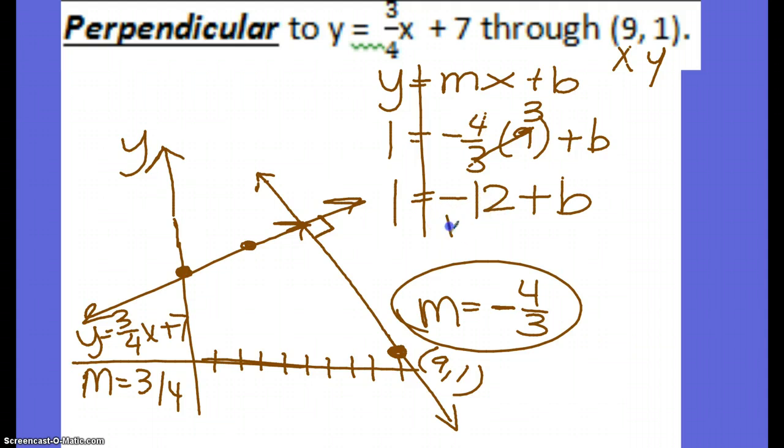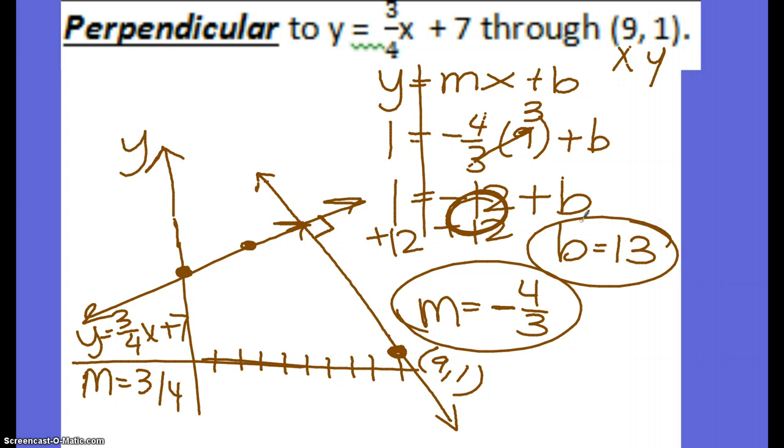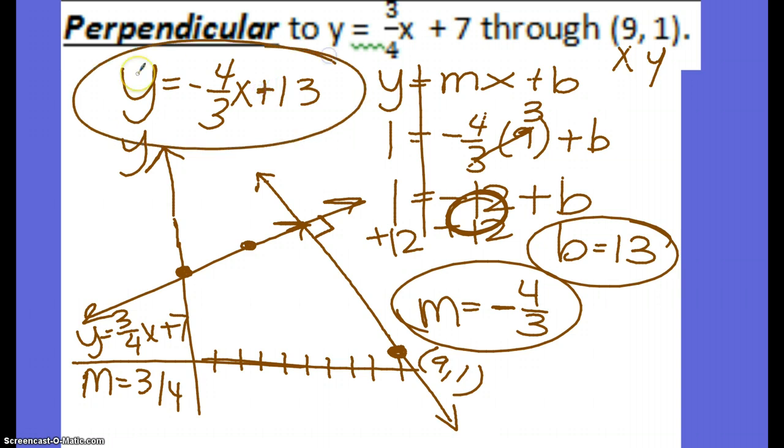So on here we add 12 to both sides. And so b is 13, which I expected it to definitely be bigger than the 7, but maybe I could have made my line a little bit more accurate. So on this one, our equation that's perpendicular, we've got negative 4/3 x, and our new y-intercept is 13.